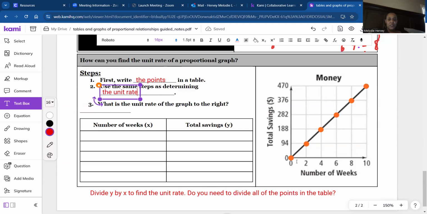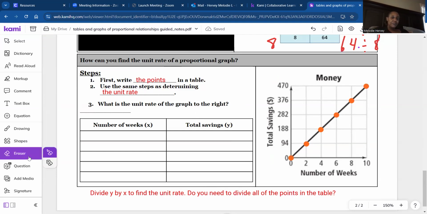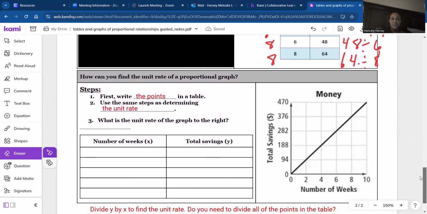All right, now, for these graphs, hold on. Give me a minute. Okay, here we go. All right. Is this the same information?